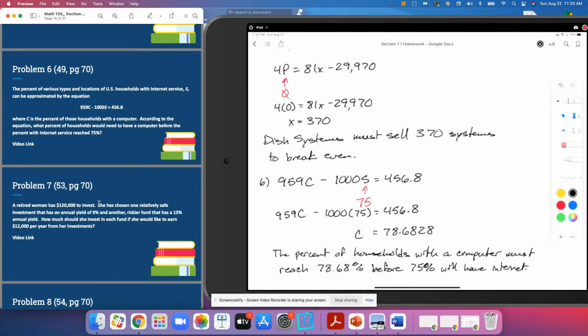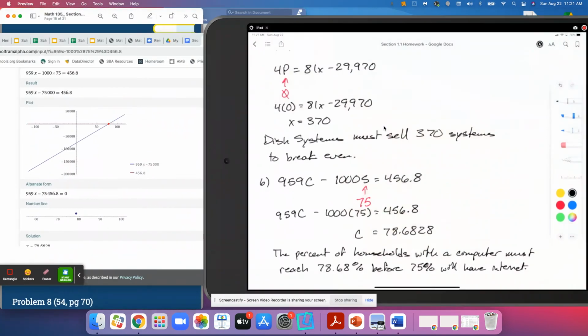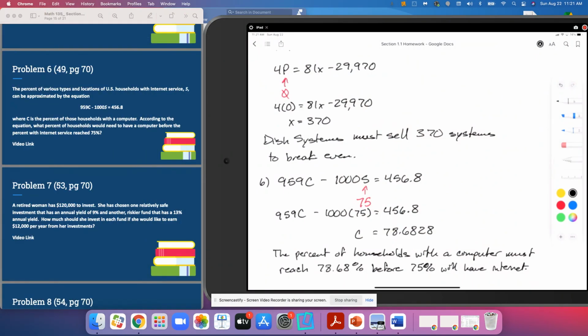So at the time when this book was written, I don't think there was such a thing as a smartphone. And so the only way to get access to the internet would have been through a computer. And so they were shooting to have 78.68% of households having a computer in order for 75% of households to have internet access. All right.